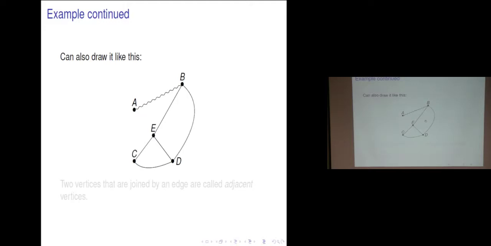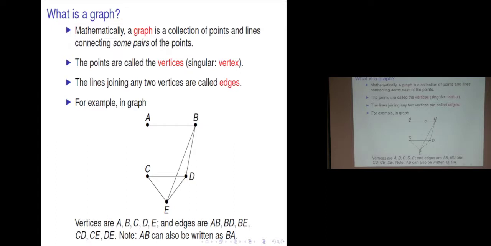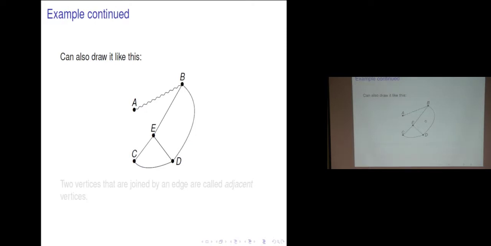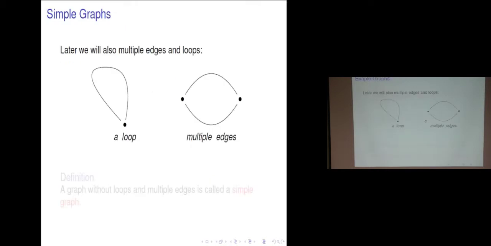The source somehow wrote this funny curve, and in real life, people never draw it like that. People usually draw just one line. So this one and this one are the same graph, because here I connect A to B, and here I also connect A to B. Also, two vertices that are joined by an edge are called adjacent vertices. This is again very, very intuitive. What else are you going to call them? Adjacent. They are neighbors.